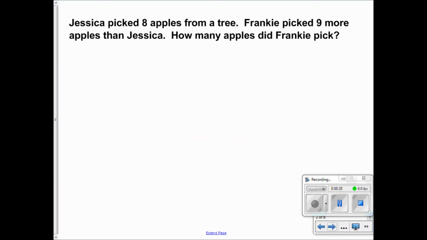I'm going to be modeling this one. You don't need to worry about your iPad. I'm going to model this one, and then you'll be able to practice on the next ones. So here we go. Here's our word problem. It says Jessica picked 8 apples from a tree. Frankie picked 9 more apples than Jessica. How many apples did Frankie pick?